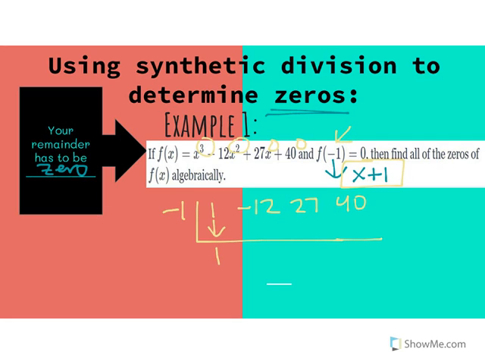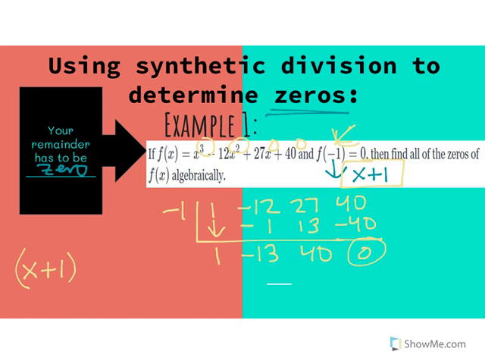So go ahead and bring down that 1. 1 times a negative 1 is a negative 1. We get a negative 13. Negative 13 times a negative 1 is a positive 13. Now we're at 40. 40 times a negative 1 is a negative 40. Look at that, we got a remainder of 0, so yay, we can actually use our synthetic division to figure out our factors here. So when we do that, we are going to write out the factor I already know, so we have the x plus 1. We're going to write that factor. Again, I got that from being the reverse of the f of negative 1.